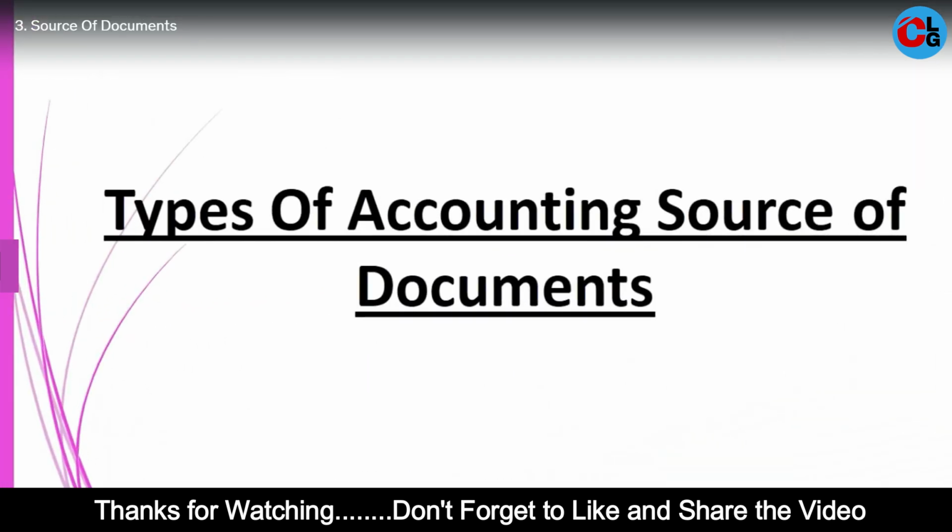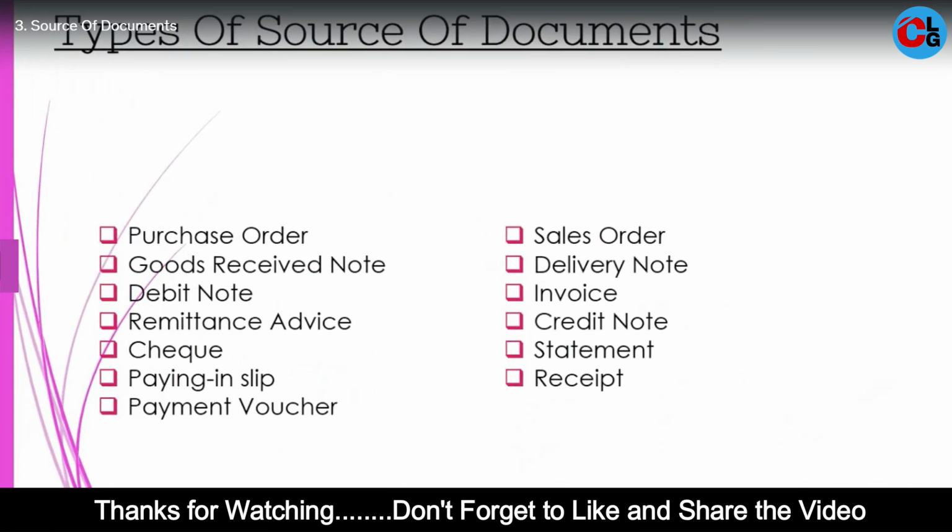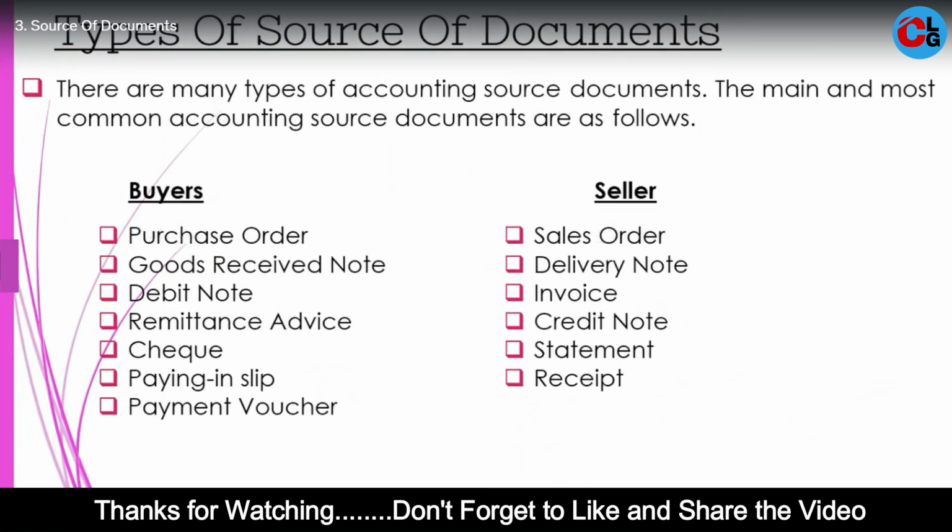What are the types of accounting source documents? There are many types. The main and most common accounting source documents are as follows. If you are going to buy anything, you need to create these source documents, right? The first one is the purchase order. If you want to purchase something from the seller, you need to send the purchase order.